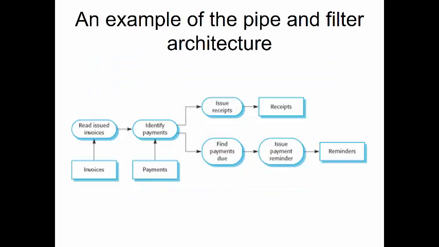So here's an example. This is still from the 9th edition. The 10th edition version of this cuts out a lot of the details and only shows a subset of it. This is basically a batch processing system for invoices that sends out receipts and reminders to people, saying either you paid your invoice or you need a reminder to pay your invoice. Again, these pipe and filter systems work very well for batch processing systems.